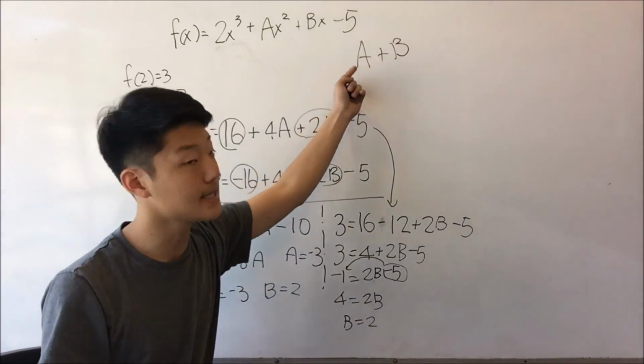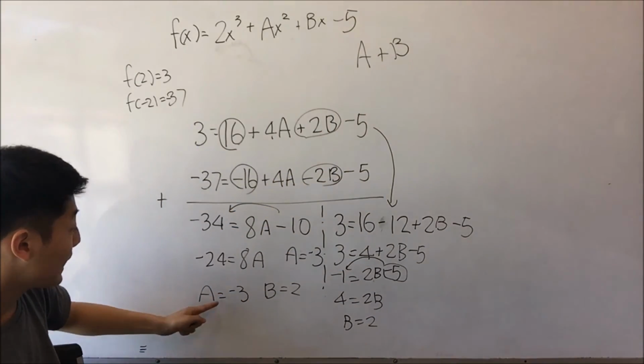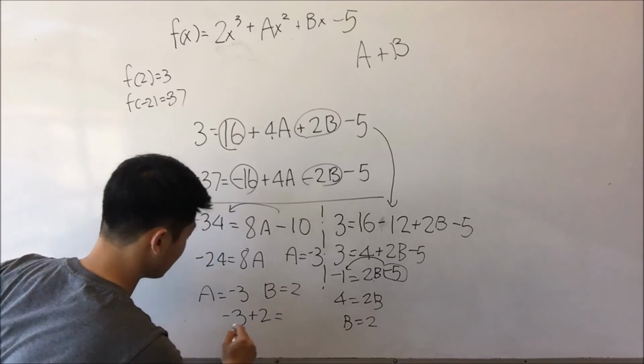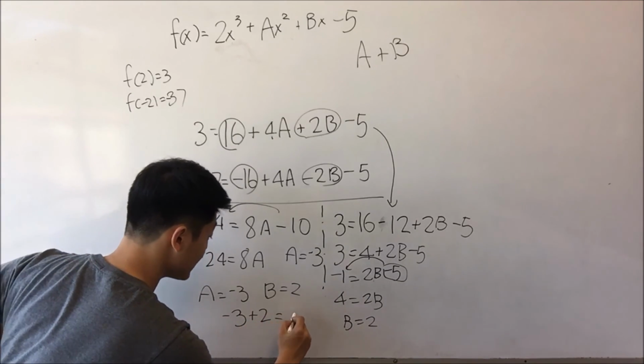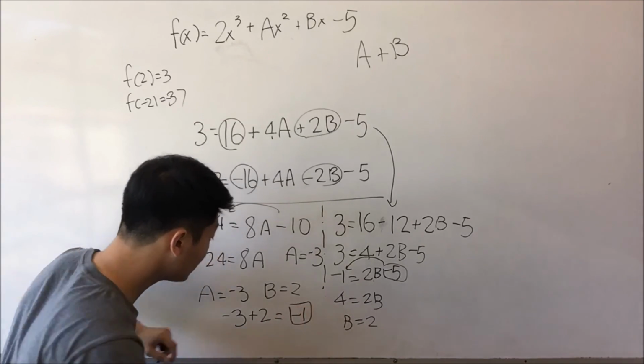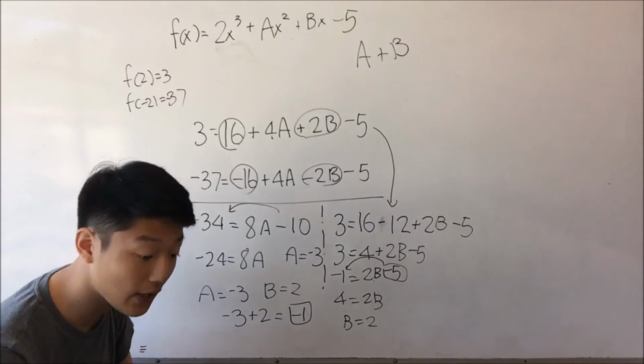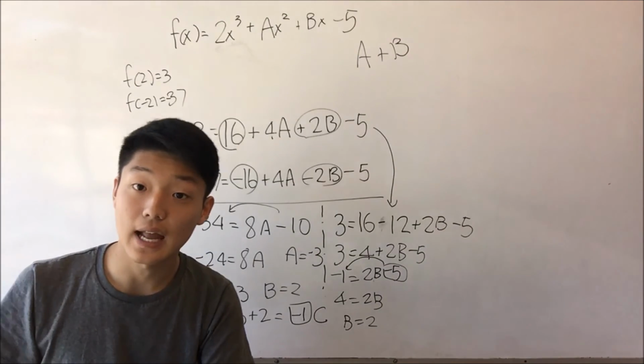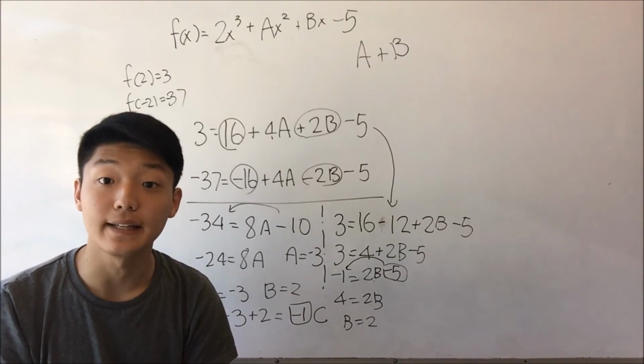And what we have to do is a plus b. So thus, negative 3, this is easy now, negative 3 plus 2 is negative 1. So our final answer is negative 1. And when we look at the options, C is equal to negative 1. Thus, the answer for number 12 is C, negative 1.